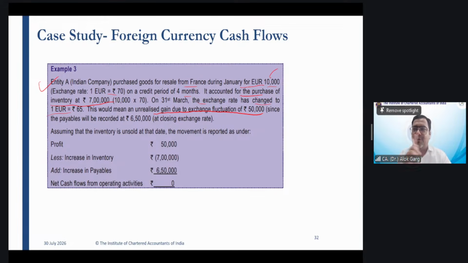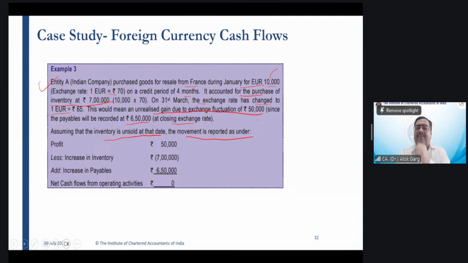Non-monetary items are not going to be restated. Only monetary items are going to be restated. So foreign supplier account debit 50,000 to unrealized forex gain, 50,000. The payables will be recorded at 6.5 lakh at closing exchange rate, assuming that inventory is unsold at that date. The movement is reported as under.